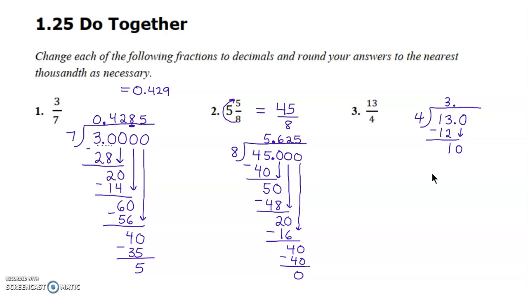4 goes into 10 twice. 2 times 4 is 8. Subtract. 10 minus 8 is 2. Going to need to add another 0. I'll bring that 0 down, and now I'm going to divide 4 into 20. 4 goes into 20 5 times. 5 times 4 is 20. So we have a 0 remainder. This decimal has terminated. So 13/4 is equal to 3.25.